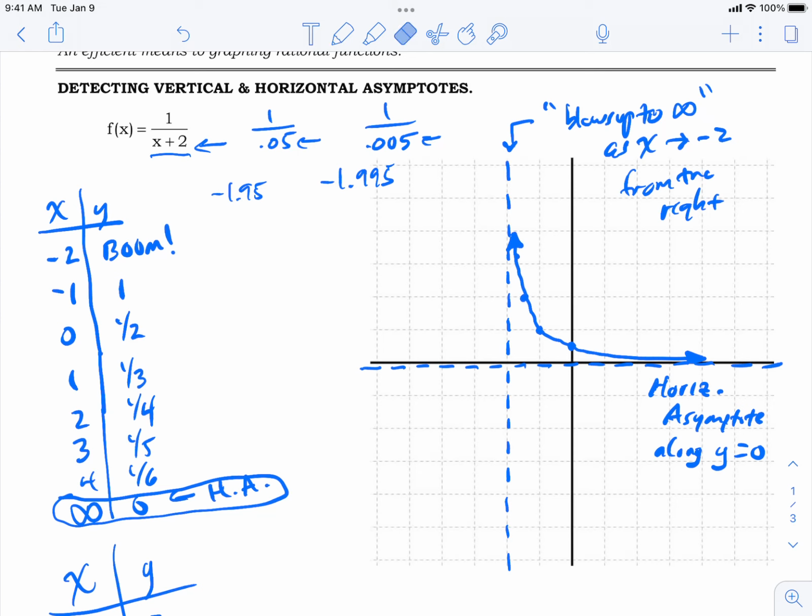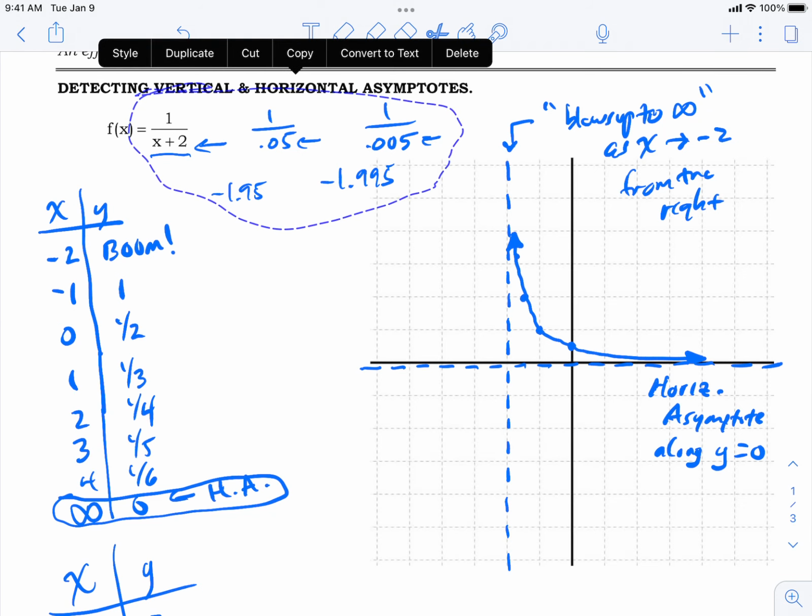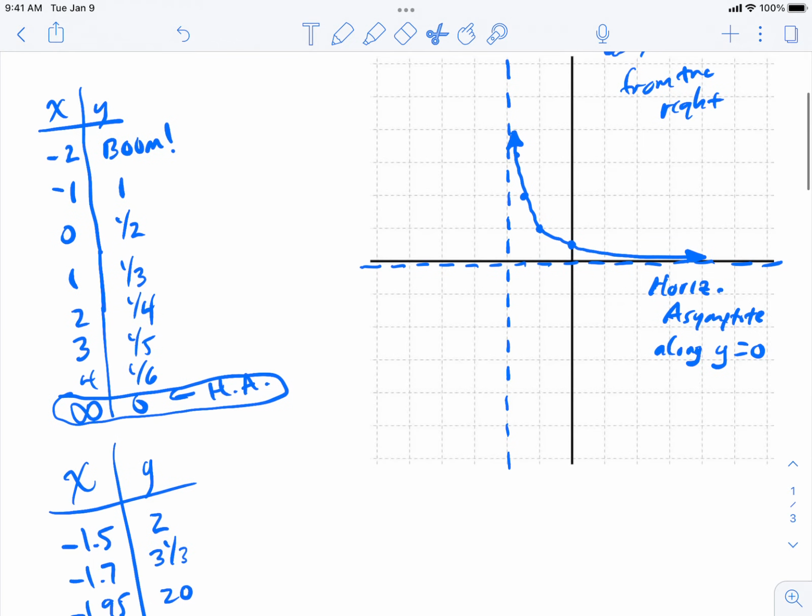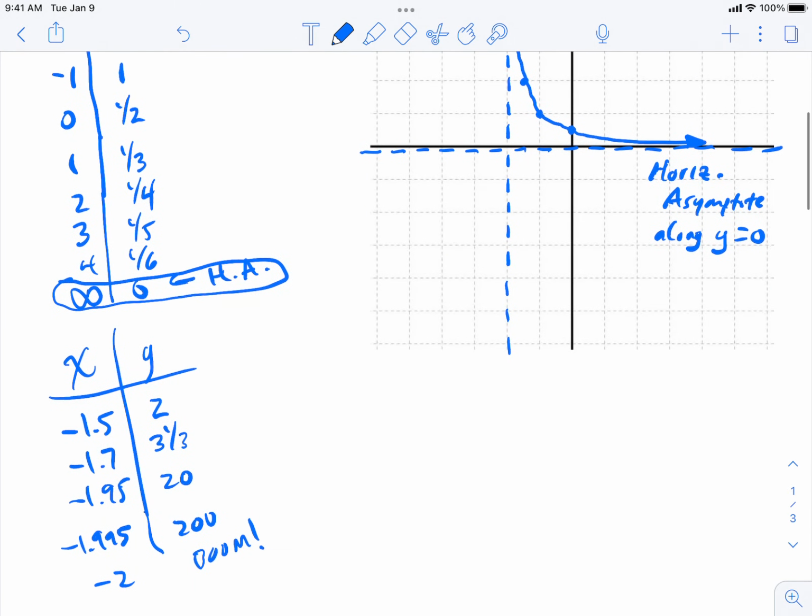So keep in mind where vertical asymptotes come from. Vertical asymptotes come from a division by 0 error. In fact, I'm going to write that down because that is worth writing down.